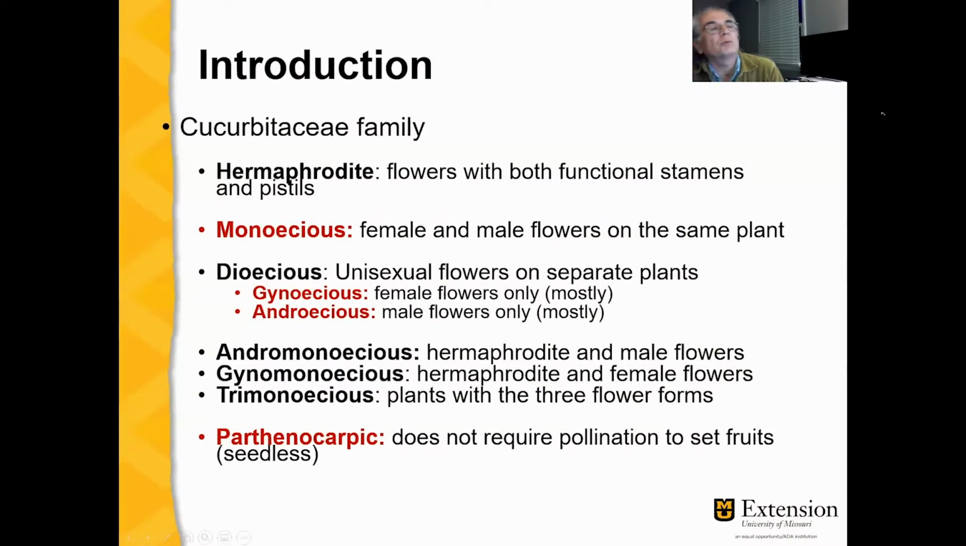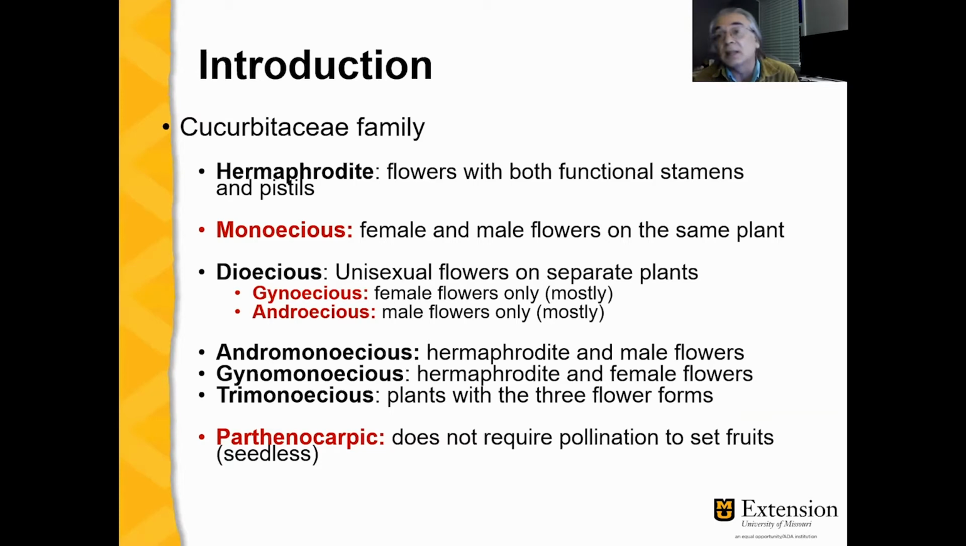One of the most important things that we need to understand about the Cucurbitaceae family is the whole range of flower types. Because of this range, sometimes it's difficult to understand which flower we're looking for, why some flowers produce fruit and others don't, and so on. So the Cucurbitaceae family has all the range of flowers that you can find.